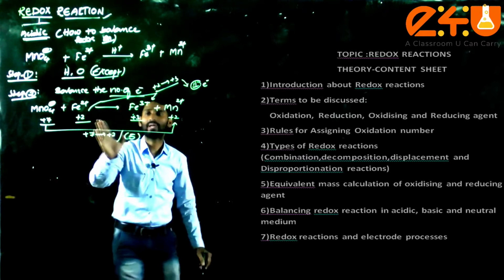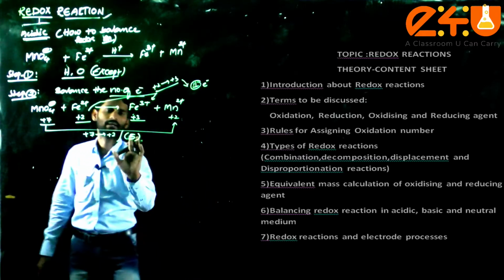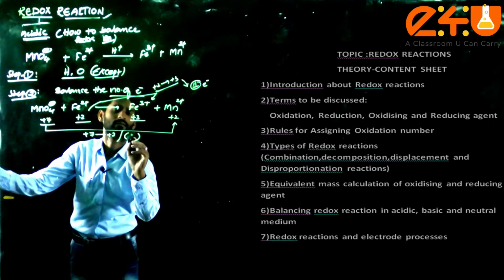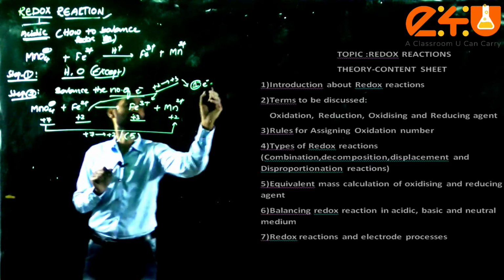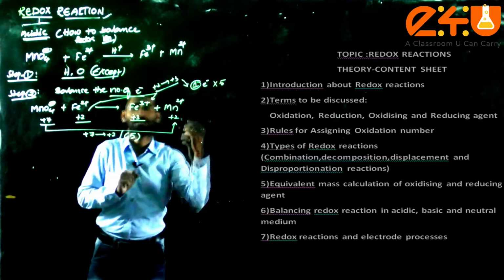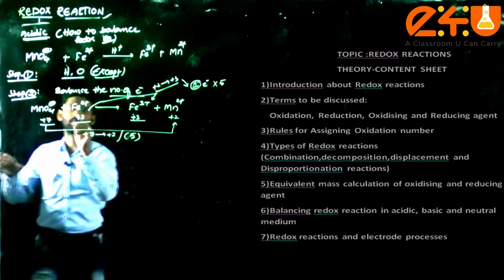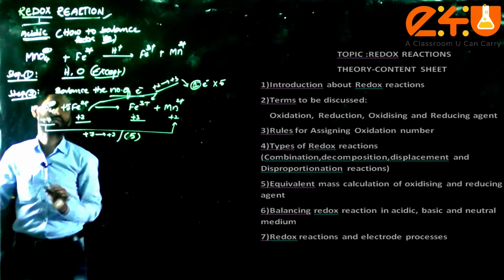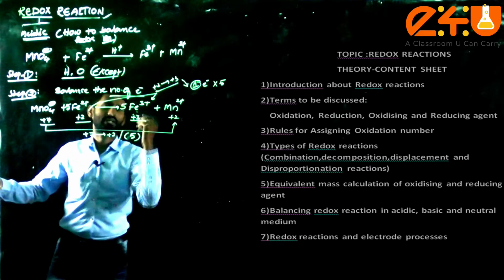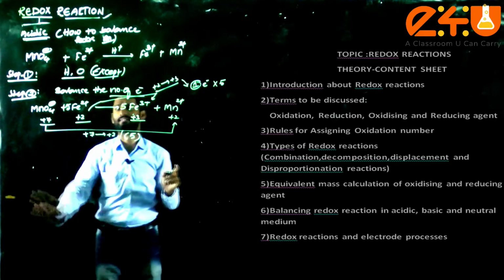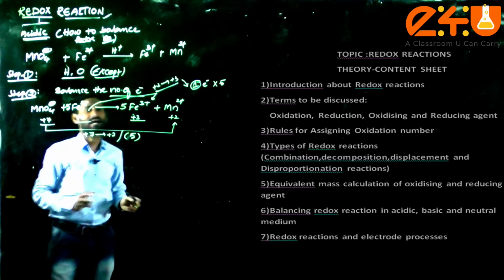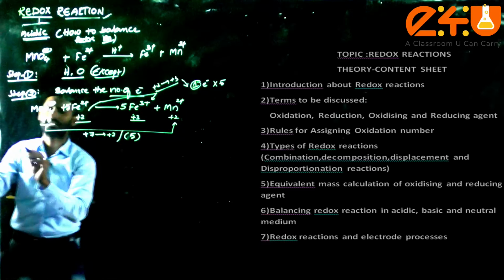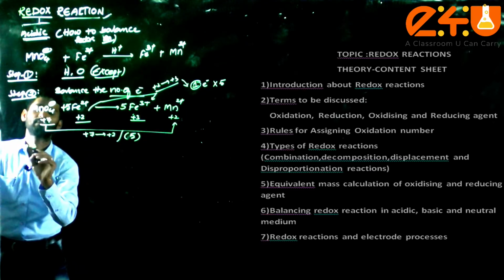Just check to make the electrons balance. Here the number is 5, and here the number is 1. To balance, I am multiplying by 5 here: 5 Fe2 plus gives rise to 5 Fe3 plus and Mn2 plus. Now have the electrons got balanced? Yes, the electrons got balanced.